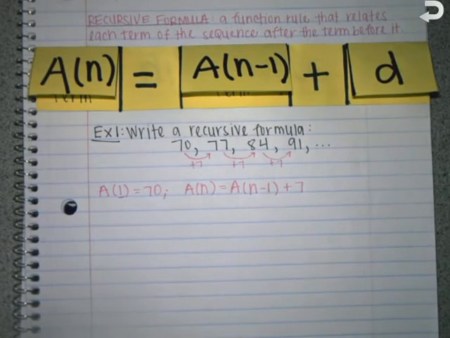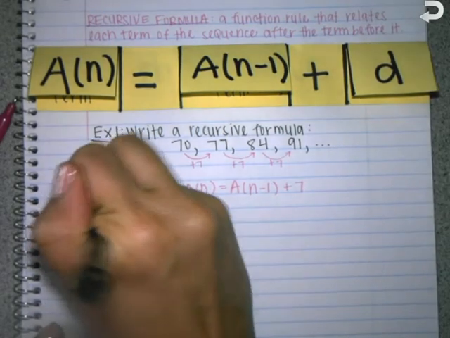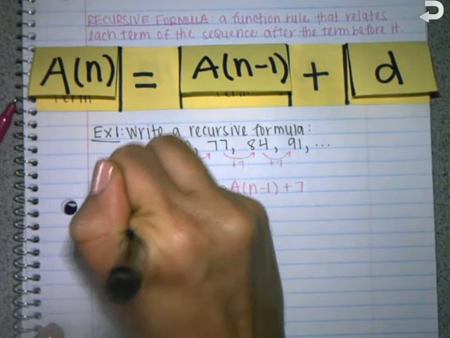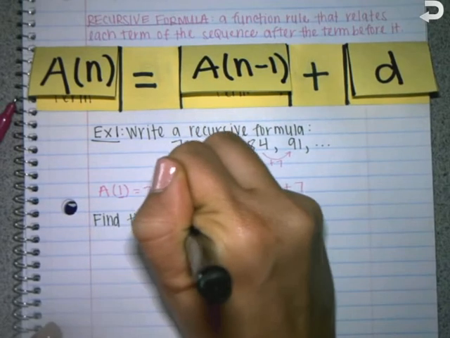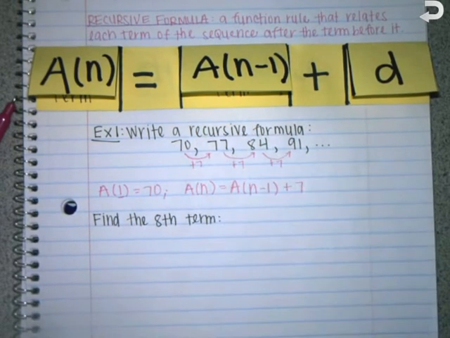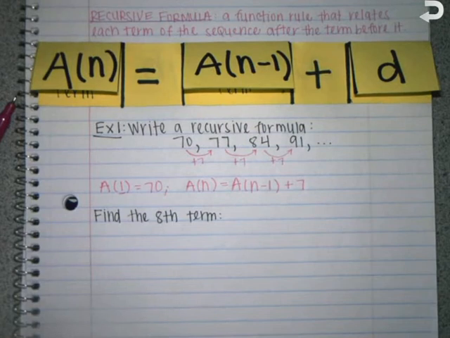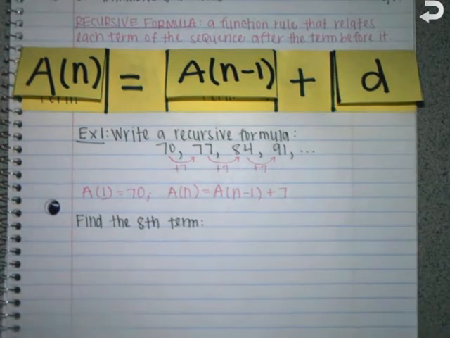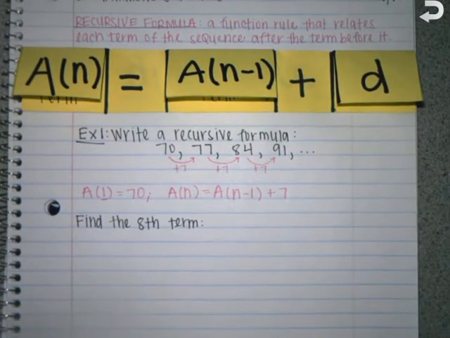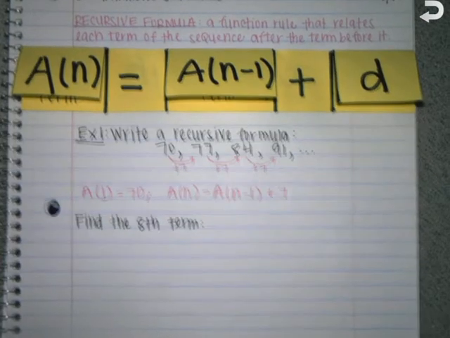Now we're actually going to use this formula for this sequence to find the 8th term. If I'm looking for the 8th term, that means I need to know which term before that? The 7th term. Do I know the 7th term? No. So to find the 7th term, I need to know the 6th term.